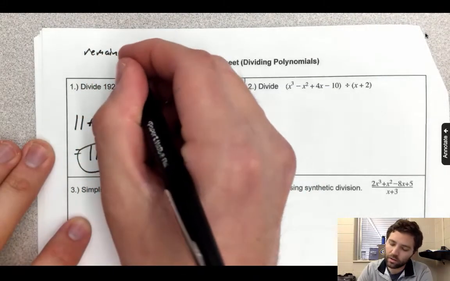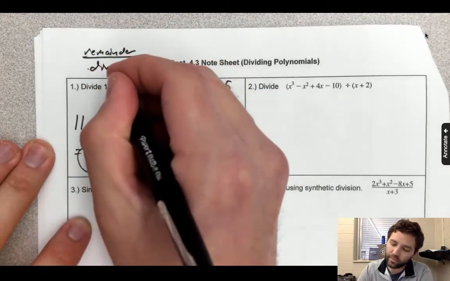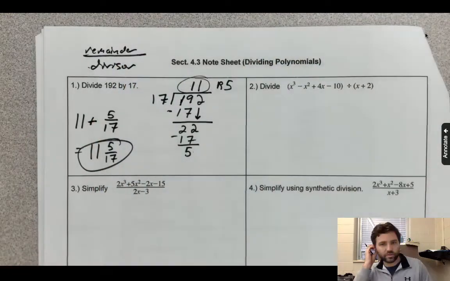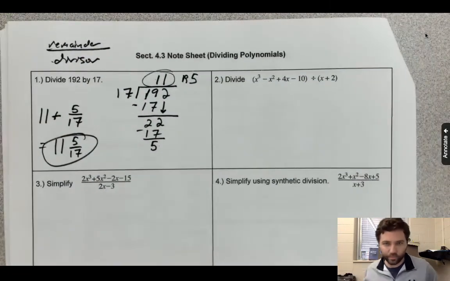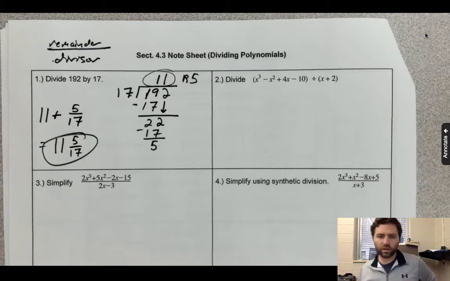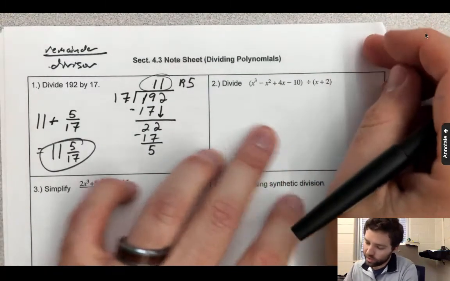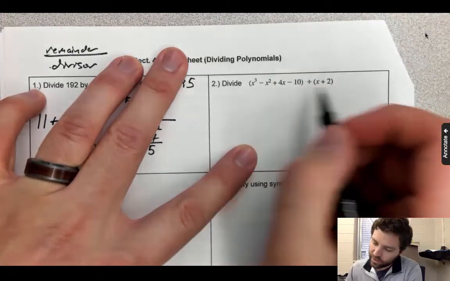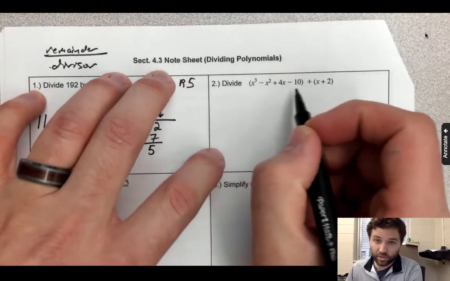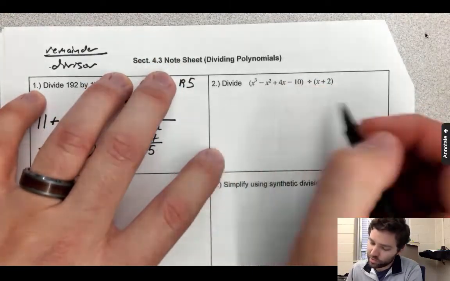Remainder over divisor. Okay. For polynomials, the process is the same. And we will learn a different type of division called synthetic division in a second, but for polynomials, we can do this long division, and it's called polynomial long division. So let me show you how that works. We're going to take x cubed minus x squared plus 4x minus 10 divided by x plus 2. So this will look like this.